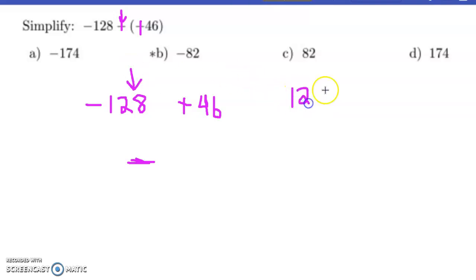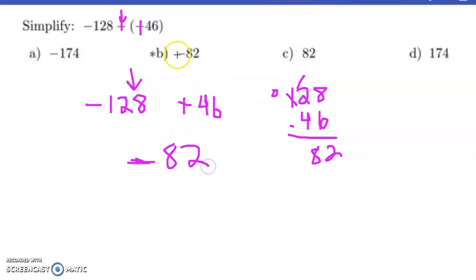Well, I'm going to subtract these two values to see how many more bad guys I have than good. So 128 minus 46 is a lovely 82. And we already said we had more negatives, so the value is a negative 82, which is answer B on this one.